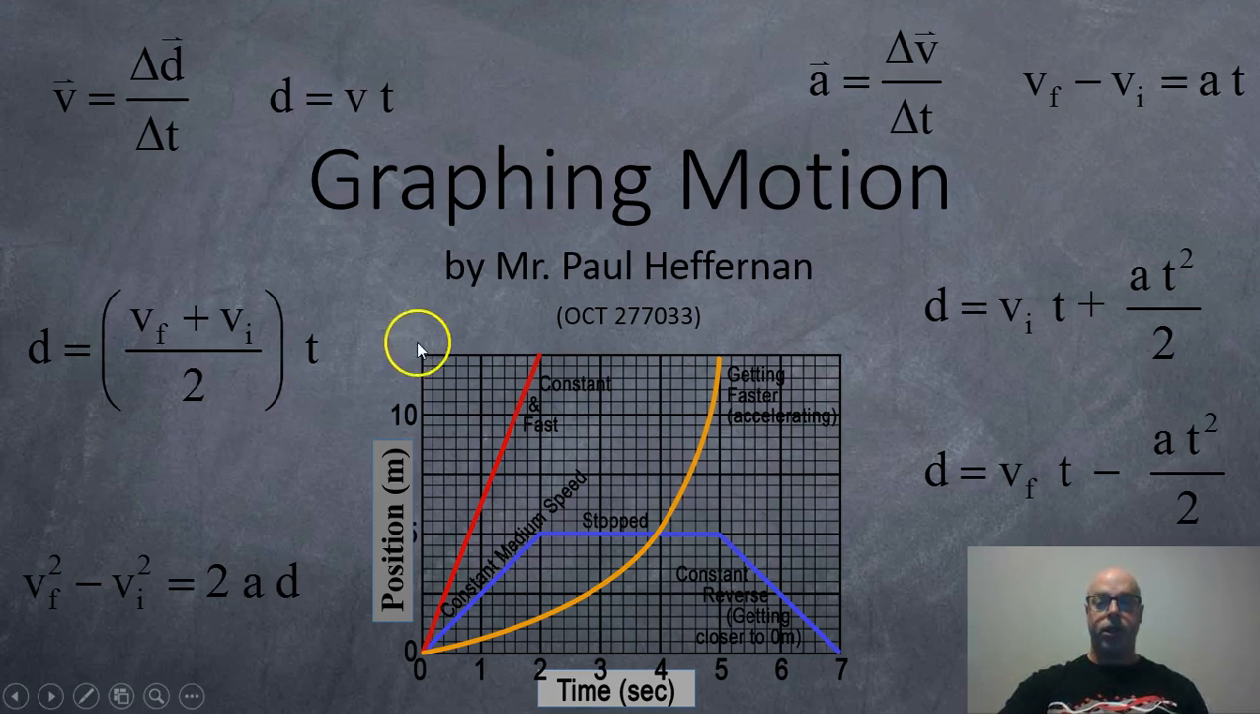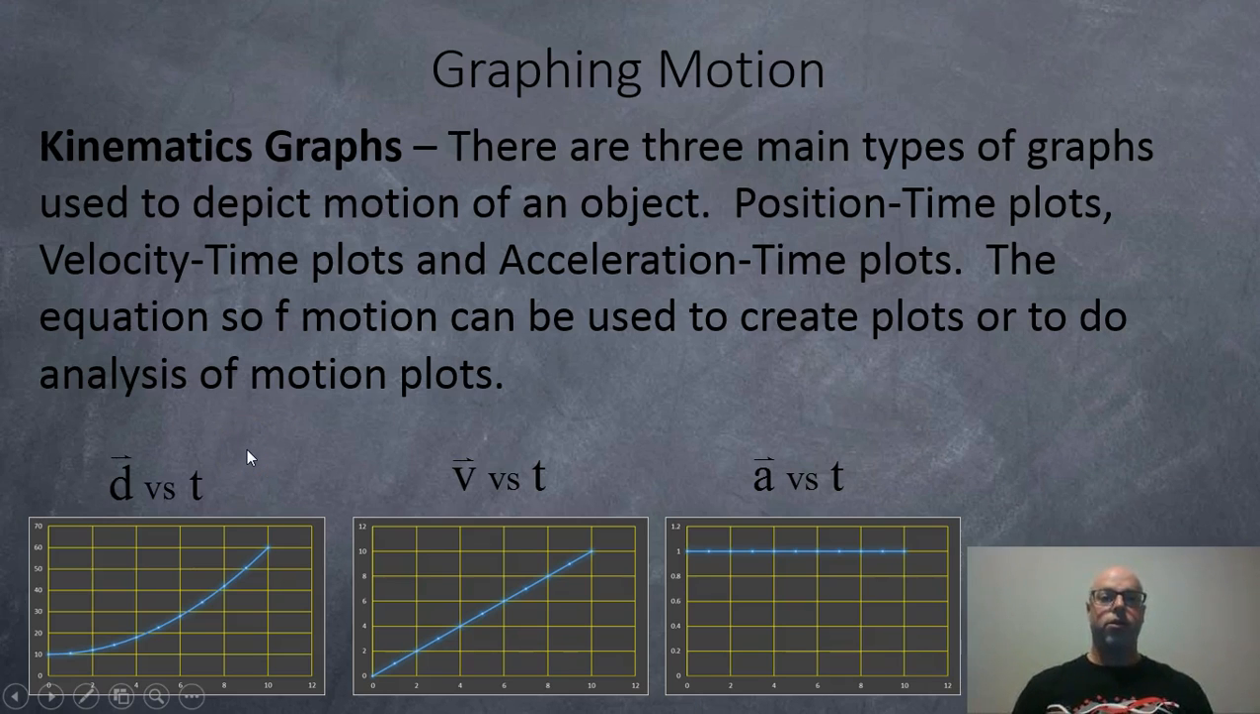So we're going to be using different kinds of graphs: position time graph, velocity time graph, acceleration time graph, and of course the equations of motion. Okay, so for kinematics graphs, there are three main types of graphs used to depict the motion of an object. So we have our position time graphs, which are indicated here with a d versus t plot. Velocity time plots, v versus t, and acceleration versus time plots.